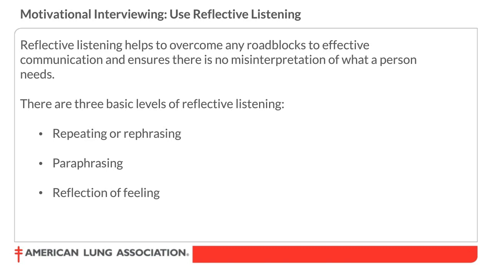When you're repeating or rephrasing, you're repeating or substituting synonyms or phrases, and you're staying close to what the speaker has said. When you're paraphrasing, you're making a restatement of what the speaker has said, and the meaning is inferred. When you're reflecting their feelings, you're emphasizing emotional aspects of communication through feeling statements. This is the deepest form of listening, reflection of feeling.